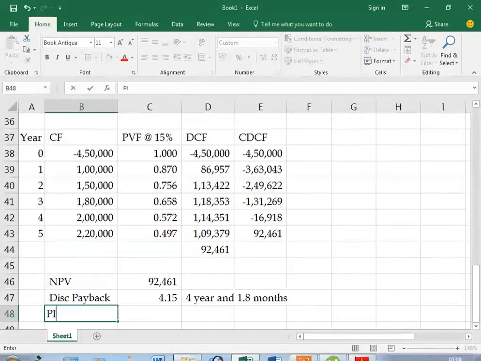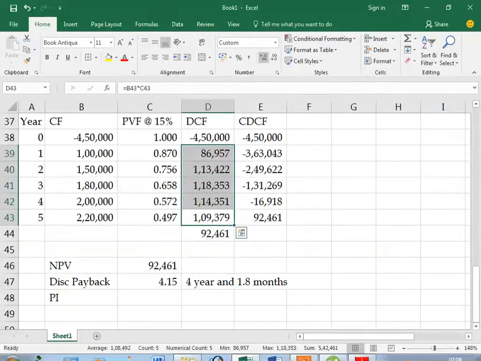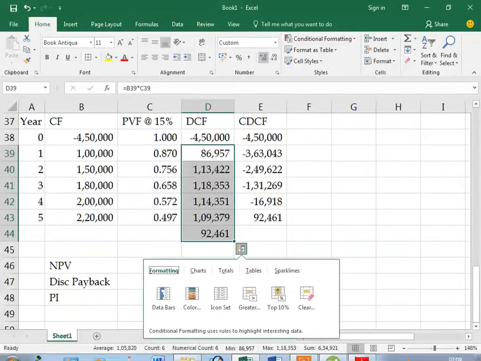And profitability index is sum of inflow by sum of outflow. Sum of inflow is these numbers, all these are inflows, and outflow is 4,50,000. The short form of profitability index is NPV plus outflow by outflow, because NPV is nothing but inflow minus outflow.